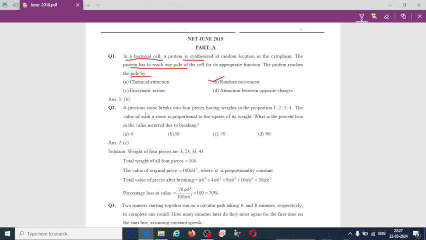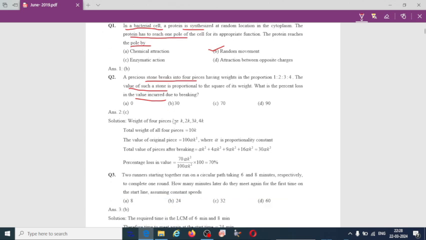A precious stone breaks into 4 pieces having weights in the proportion 1:2:3:4. The value of such a stone is proportional to the square of its weight. What is the percentage loss in the value incurred due to breaking? So the stone is going to break in the proportion they have given here. What is the percentage loss?